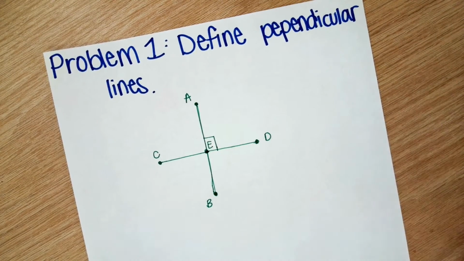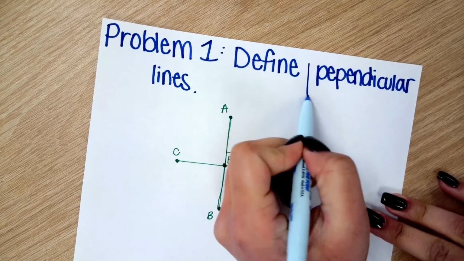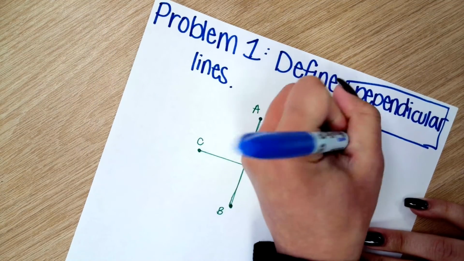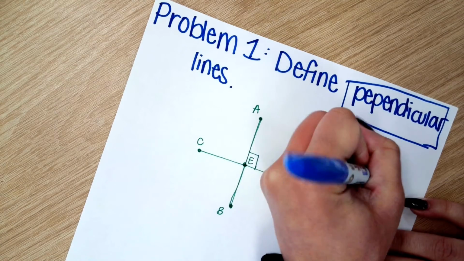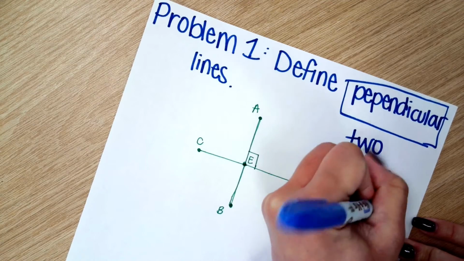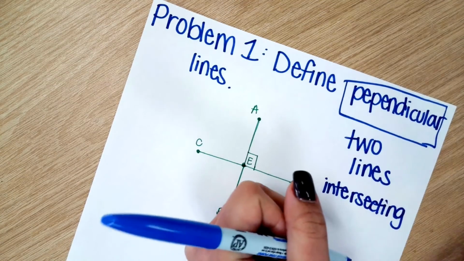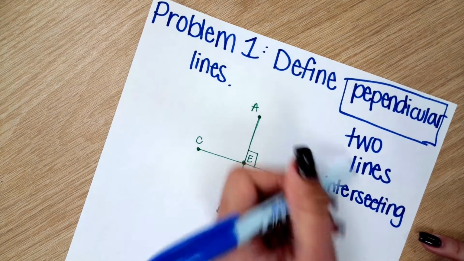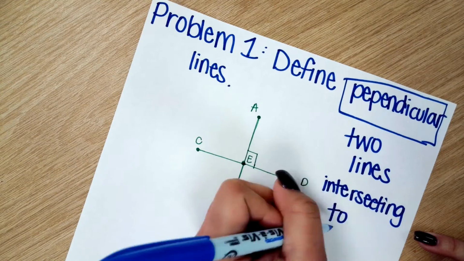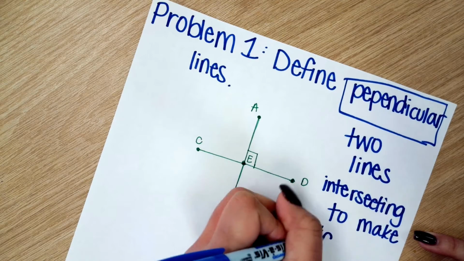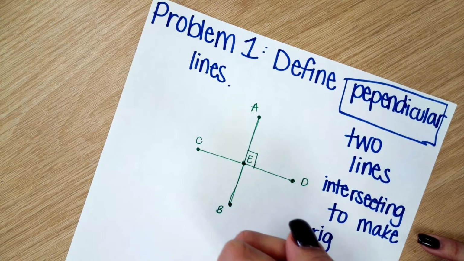perpendicular. Vocabulary alert. Perpendicular would indicate that we have two lines intersecting to make right angles. Two lines intersecting to create a right angle. When they intersect, they form a right angle. And in this case, we have 4 right angles. So I'm writing that down.